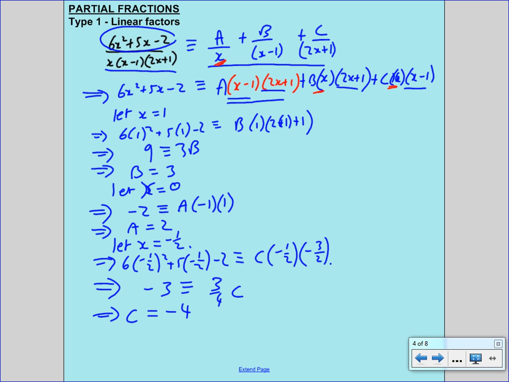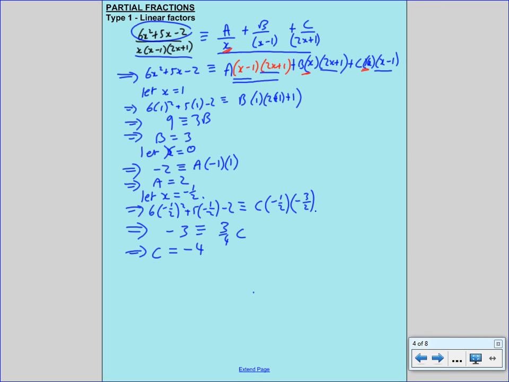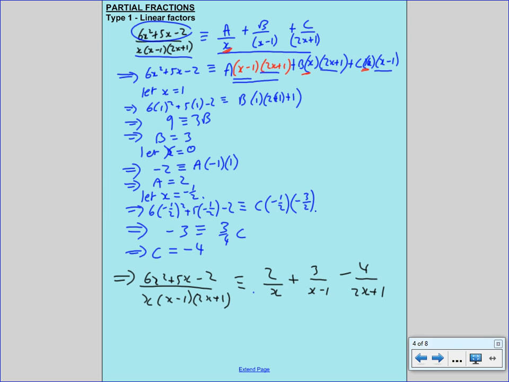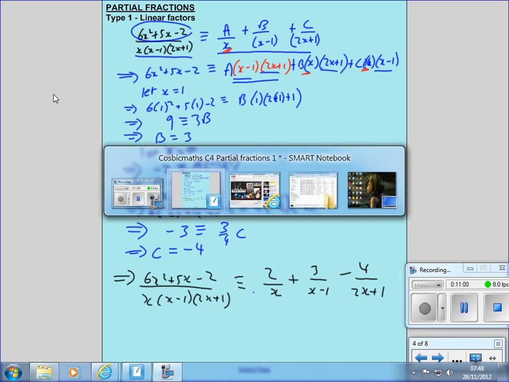Okay, so what I do is I go back to where I started. And I can say then that 6x squared plus 5x minus 2 over x, x minus 1, 2x plus 1 is the same as, well, a is 2 over x plus b, which is 3 over x minus 1, minus 4 over 2x plus 1. Yeah? And that's my final answer in that case.